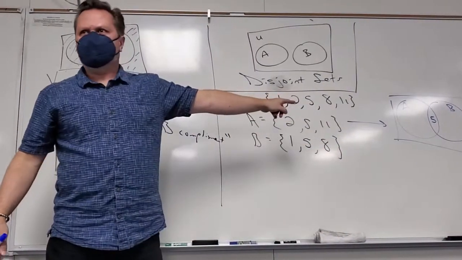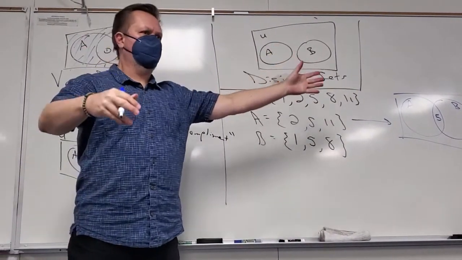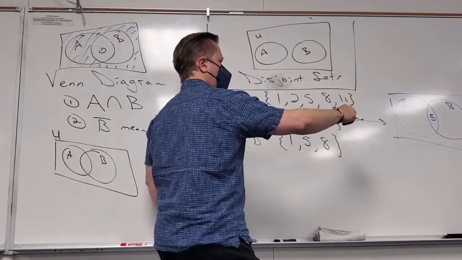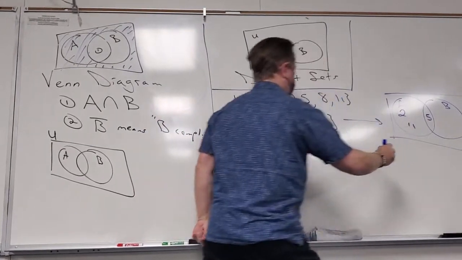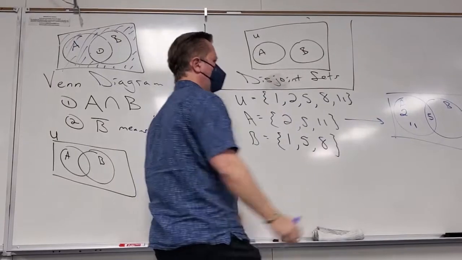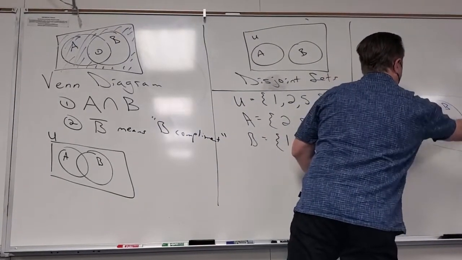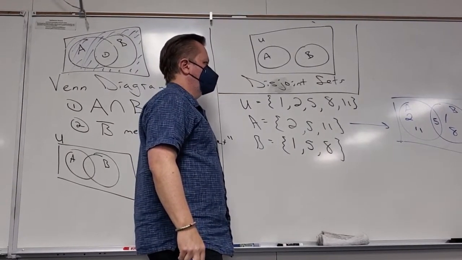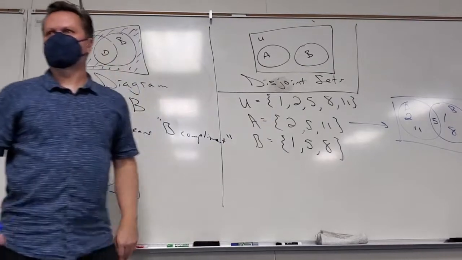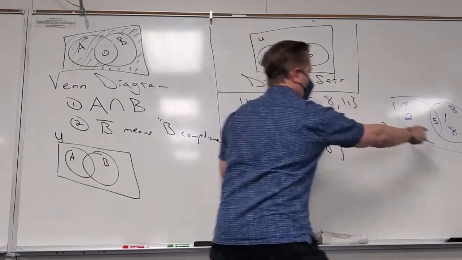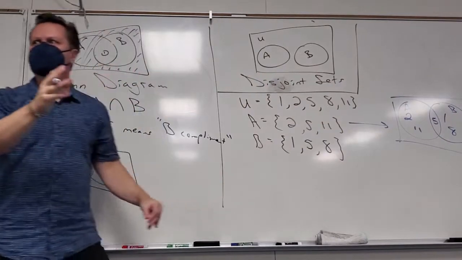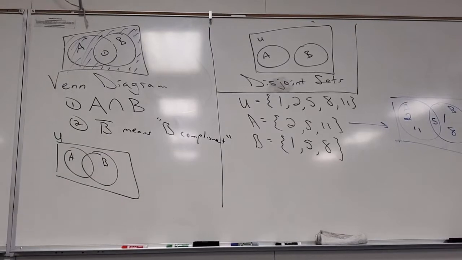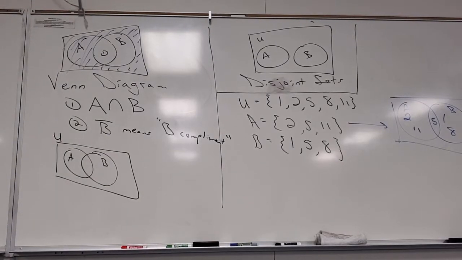Does A have 5 in it? Yes. And does B have 5 in it? Yes, cool. So what goes here? 2 and 11. And of course, what goes here? 1 and 8. And does anything go out in the universe? Nope, good. If there would have been a 13, that would have been out here. Is that cool? Okay. Not too bad yet, right?